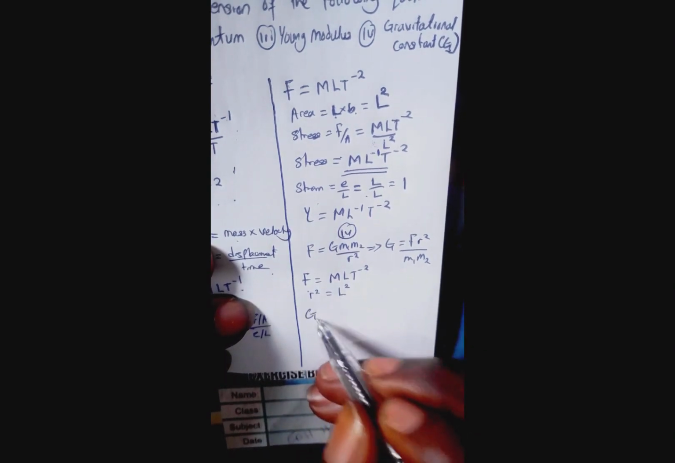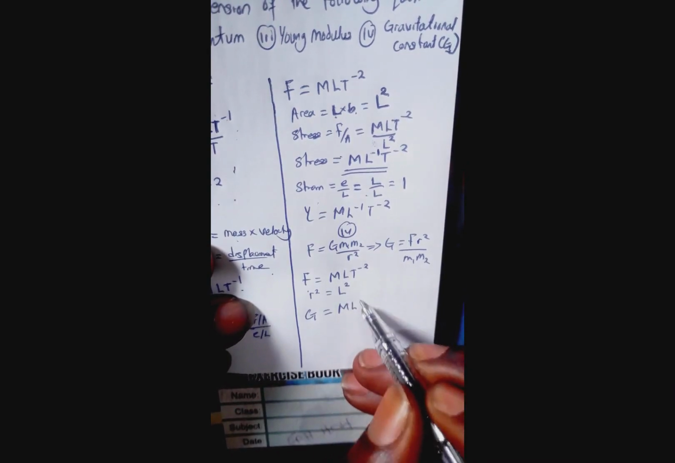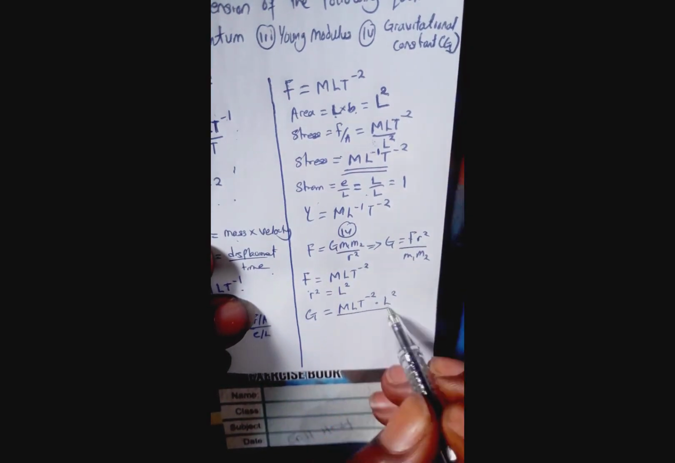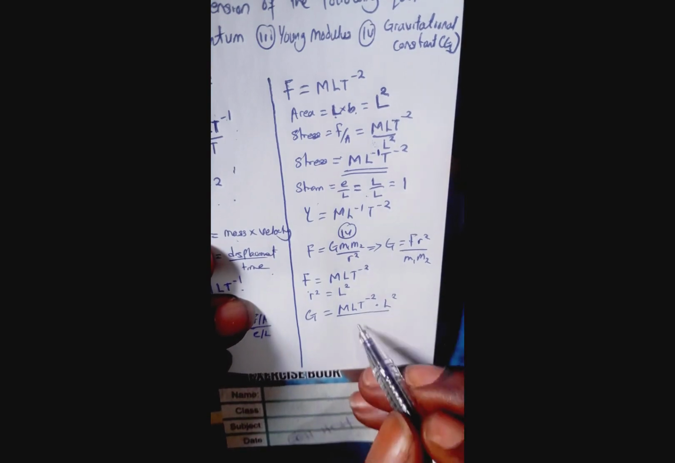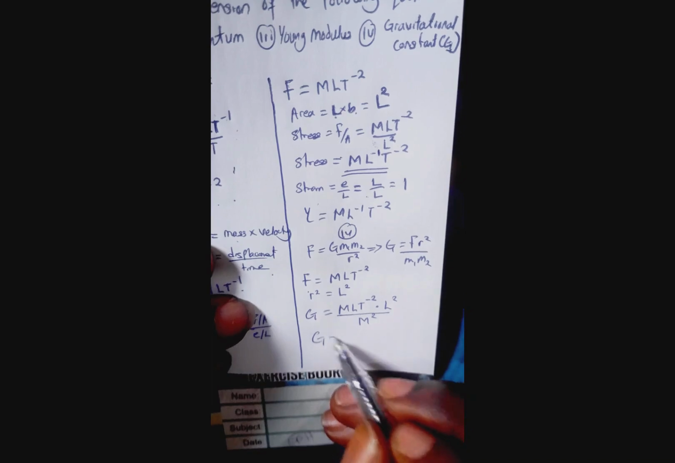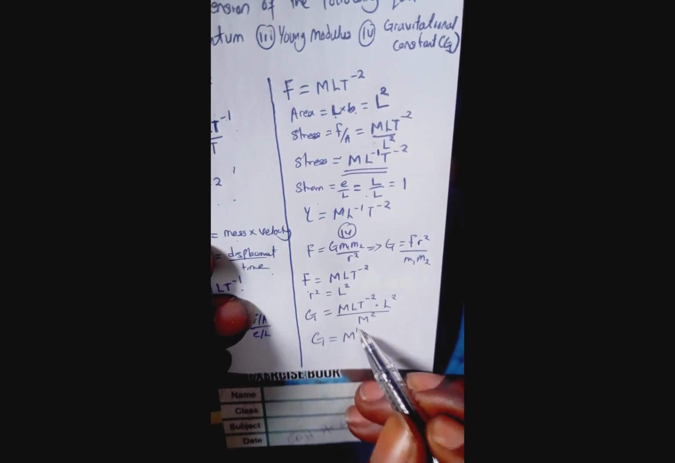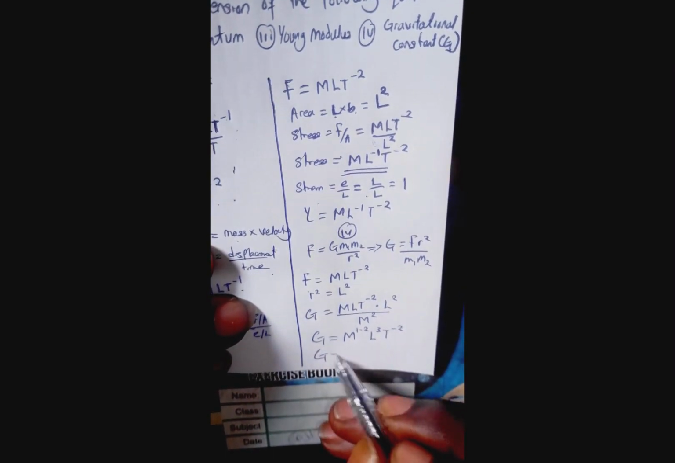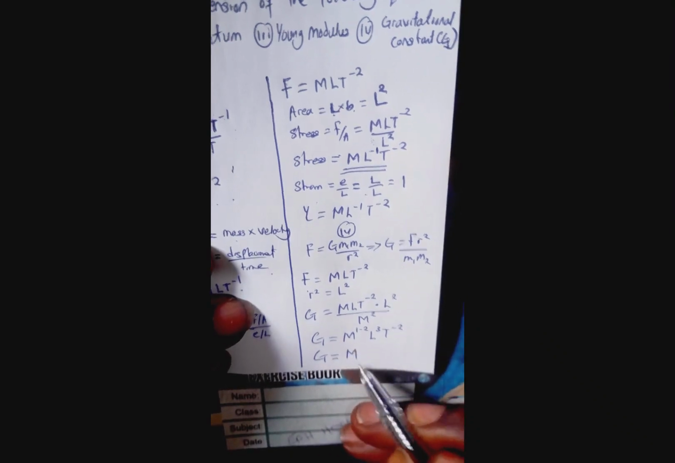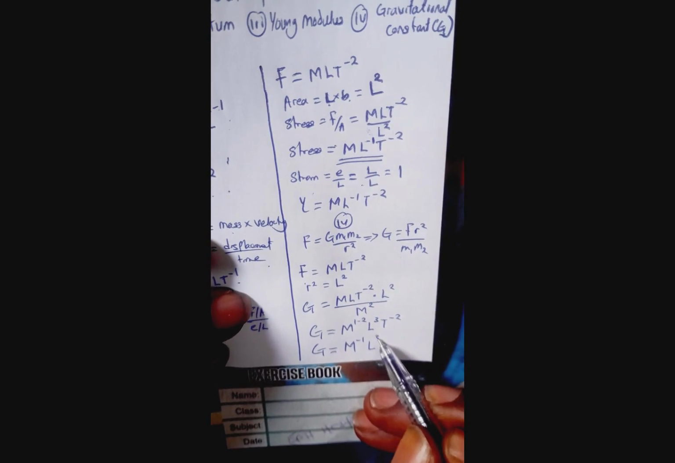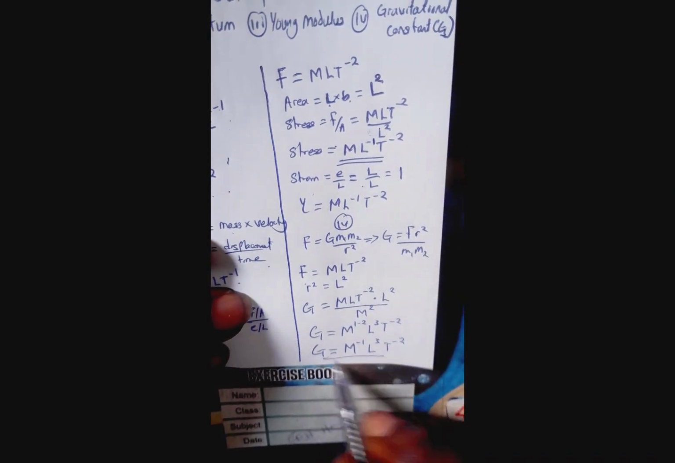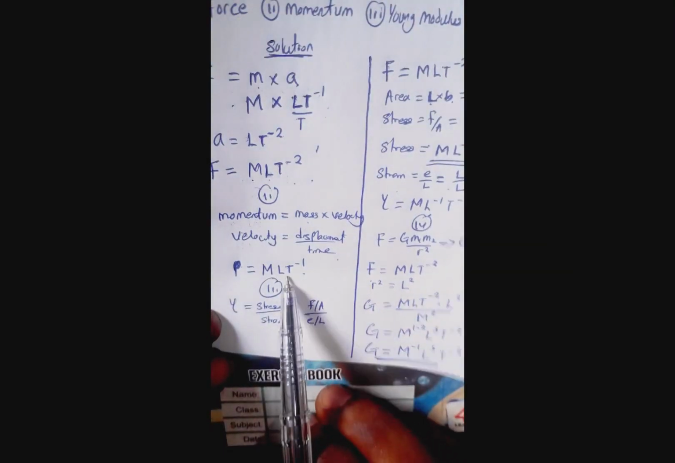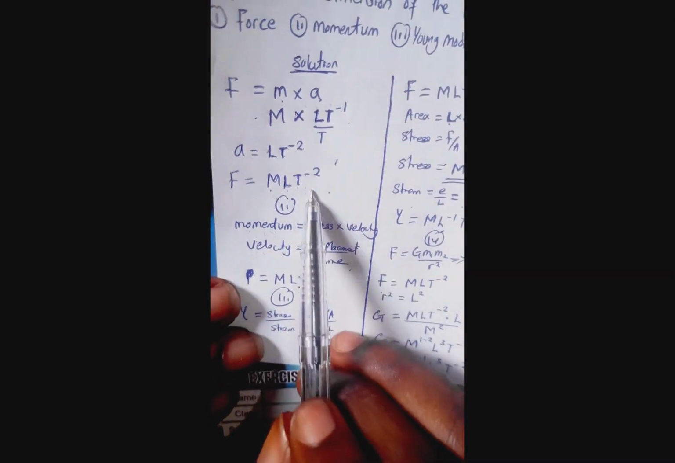So we can say G, the gravitational constant, is going to be MLT minus 2 times, what is our R squared? That's L squared. Then the product of two masses, that is M squared. So our G, if you perform your indices, is going to be M to the minus 1, L cubed, T to the minus 2. So the gravitational constant has a dimension of M minus 1 L3 T minus 2. This is the dimension of gravitational constant. This is the dimension of Young modulus. This is the dimension of momentum, and this is the dimension of force.